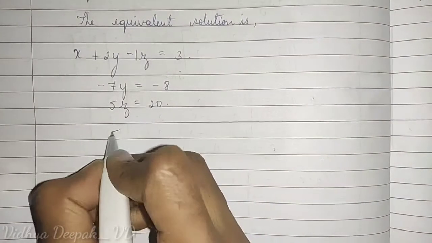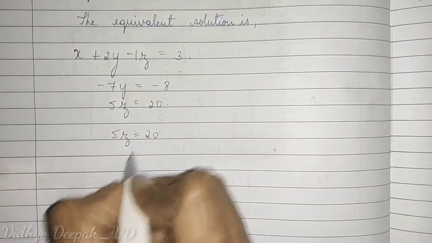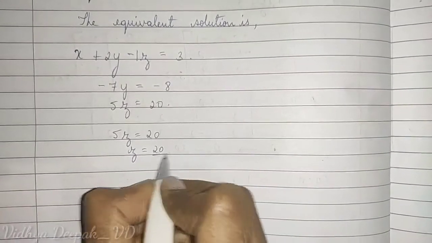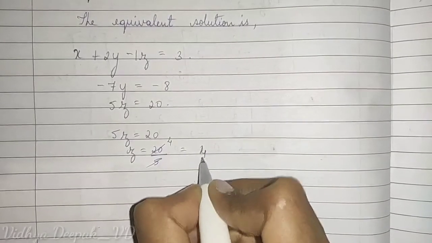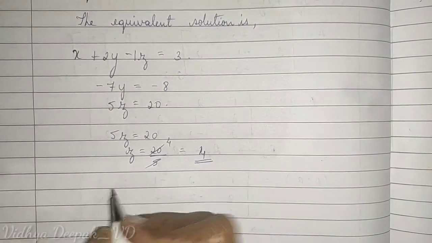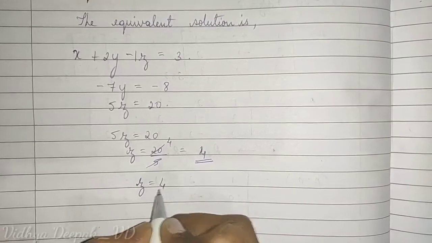So 5z is equal to 20 we have. So what is z? z is equal to 20 by 5. 5 ones are 5, 5 fours are 20. So your answer is 4. z is equal to 4.